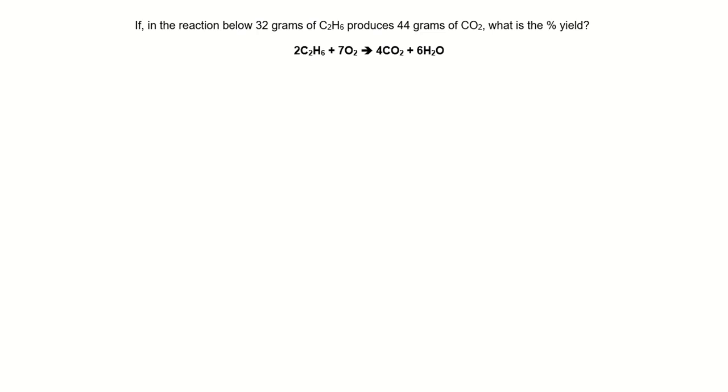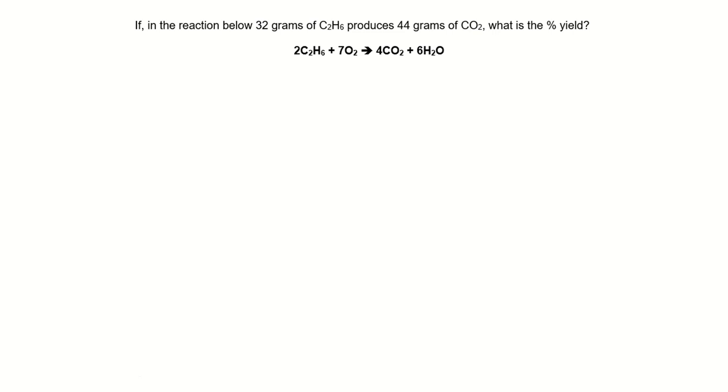It says, if in the reaction below 32 grams of C2H6 produces 44 grams of CO2, what is the percentage yield? Now a lot of students make a common mistake. They see 32 grams and they see 44. They think let's divide 32 by 44 and multiply by 100 to get the percentage. That is not correct. Now I will show you step by step how to get this right.